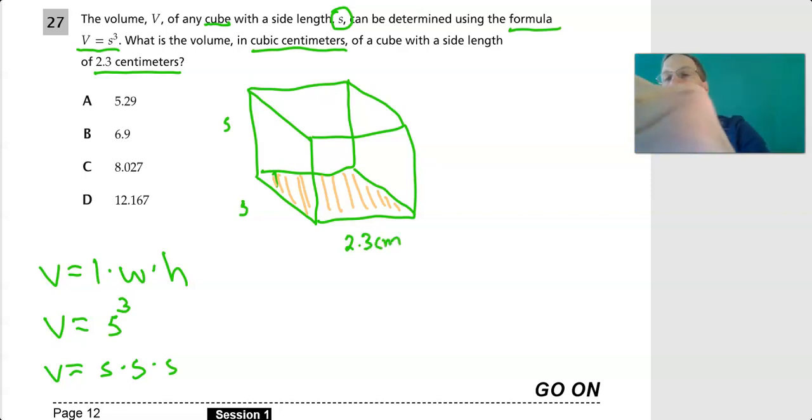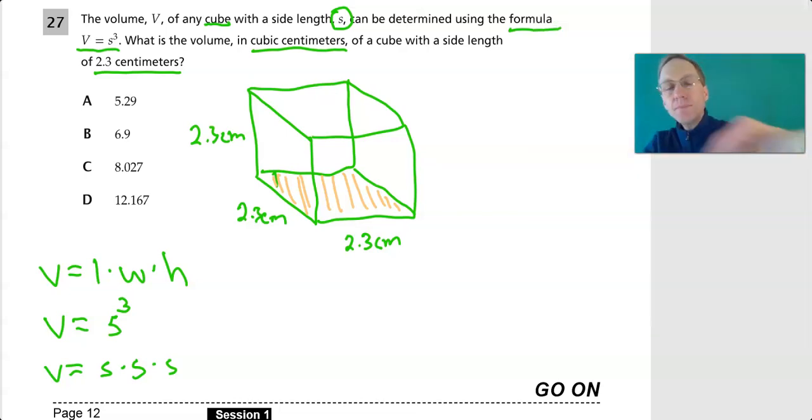Okay, the length is, of course, going to be the same. That's going to be 2.3. And finally, the height, because it's a cube again, is, you guessed it, 2.3 centimeters. Okay, so now we just use this formula. We're going to multiply all these together. So I can come over here and say, volume, if I use this formula here, so volume equals S to the power of 3.